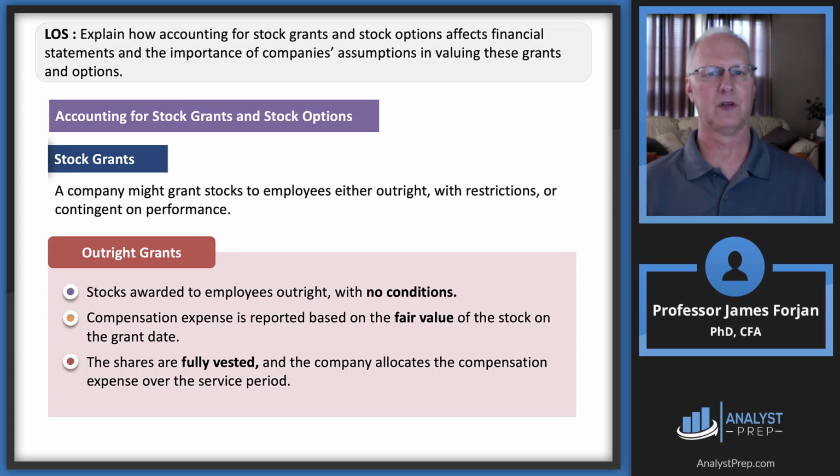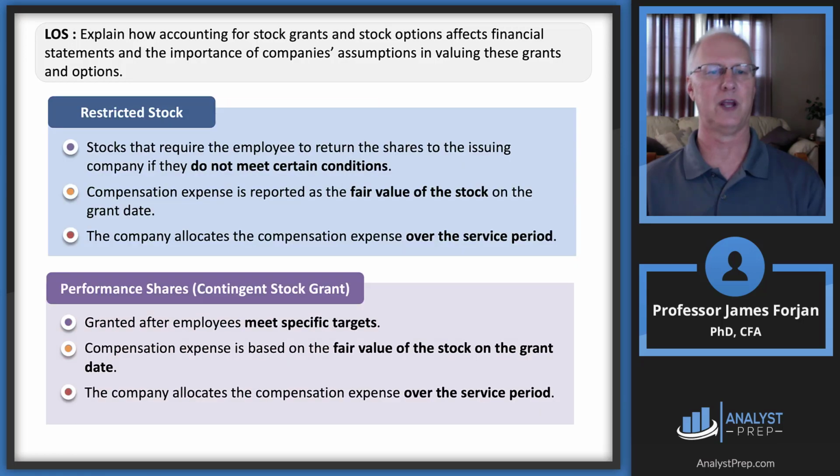Stock grants, either outright with restrictions or contingent on performance. All right, that makes sense. Outright stock grants. So these are awarded to employees outright with no conditions. They're reported at fair value and the shares are fully vested. Restricted is that sometimes the shares have to be returned if they don't meet certain conditions. And those conditions can be specifically employee-based or firm-wide based. But of course, they're still reported as fair value.